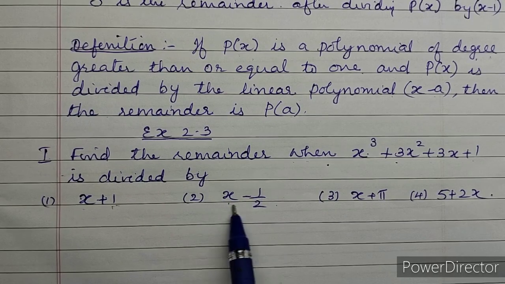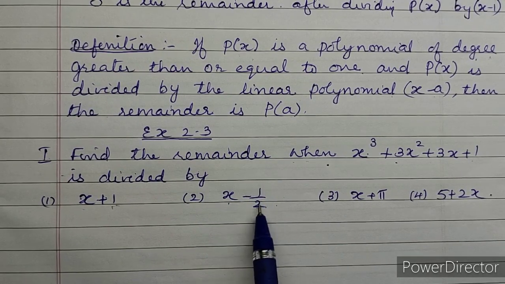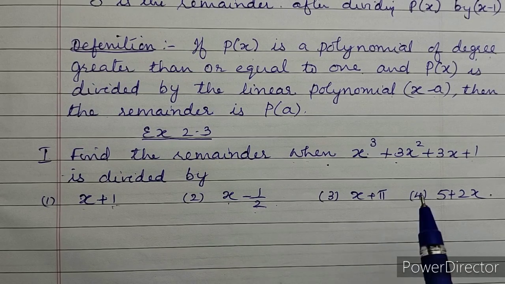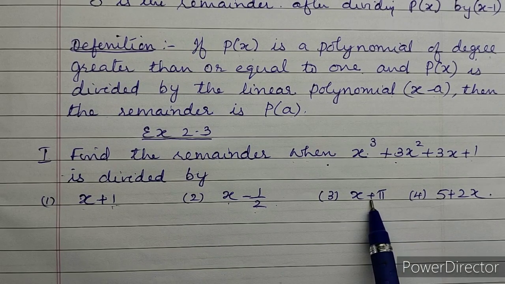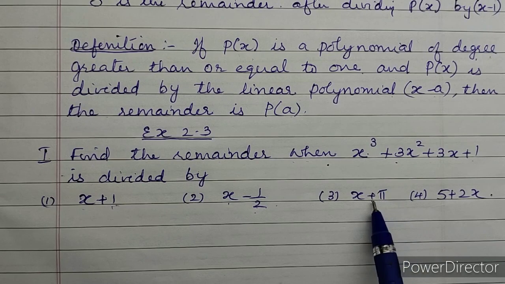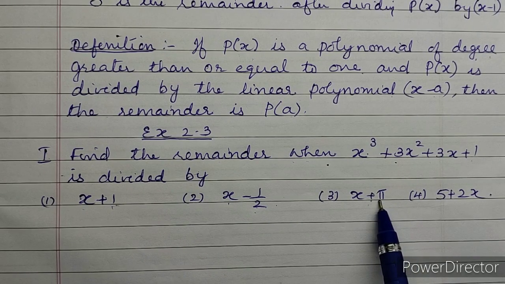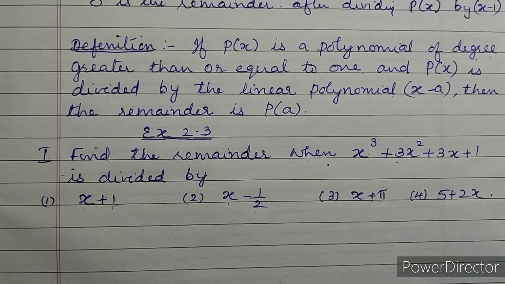Second one is x minus 1 by 2. So what you have to find? P of positive 1 by 2 you should find. Next one is x plus pi. So what you have to find? P of negative pi. And this one I will show you.